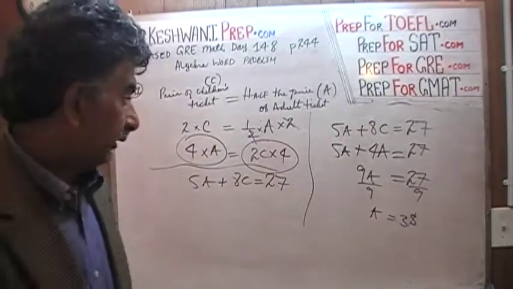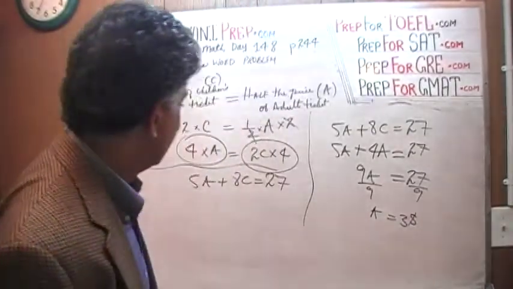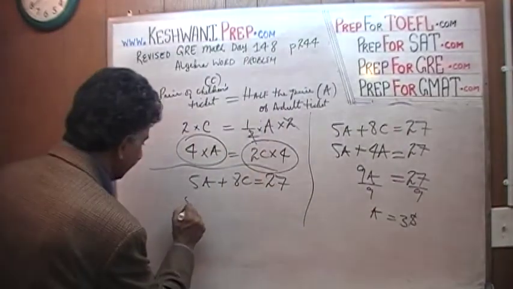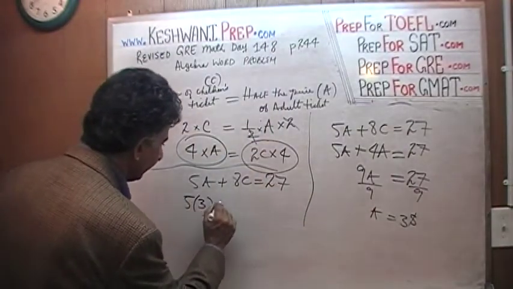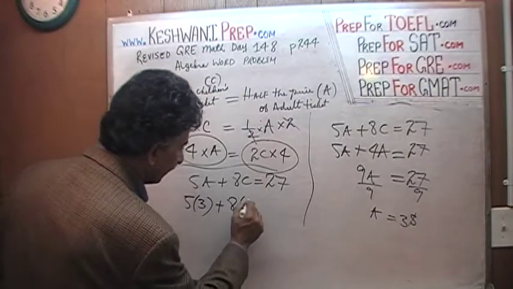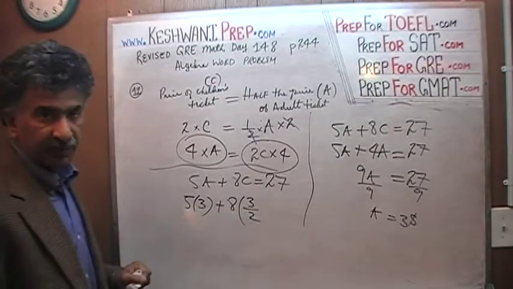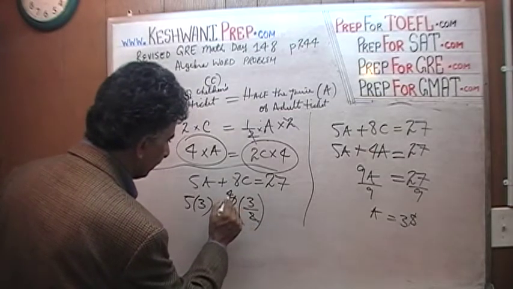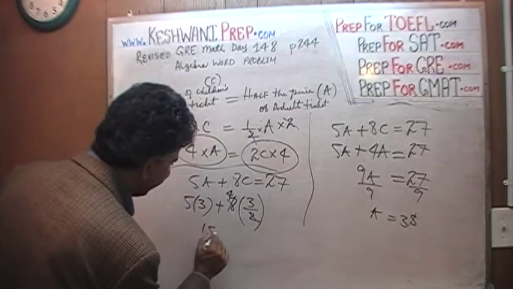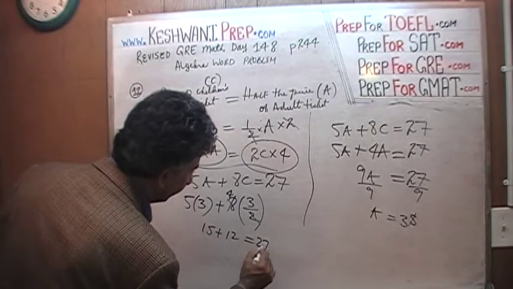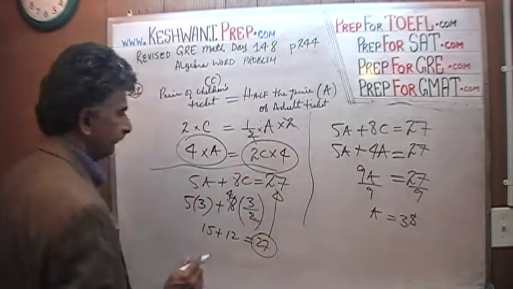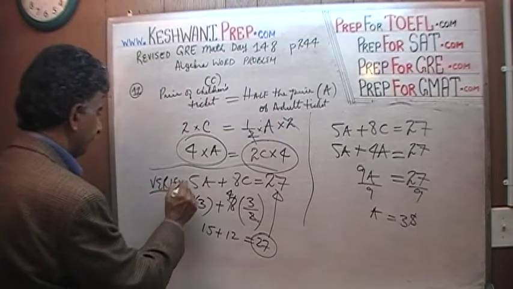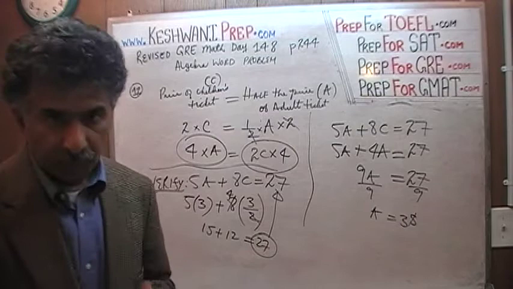And of course we can very quickly verify this if you wanted to. We just found that the adult's ticket is $3. So 5 adults will cost $15, and 8 children's tickets at $1.50, which is 3 halves of a dollar. 8 goes into 4 times. 4 times 3 is 12, and we find that 15 plus 12 does indeed equal 27. So we just verified it. That's all. Want to do one more?